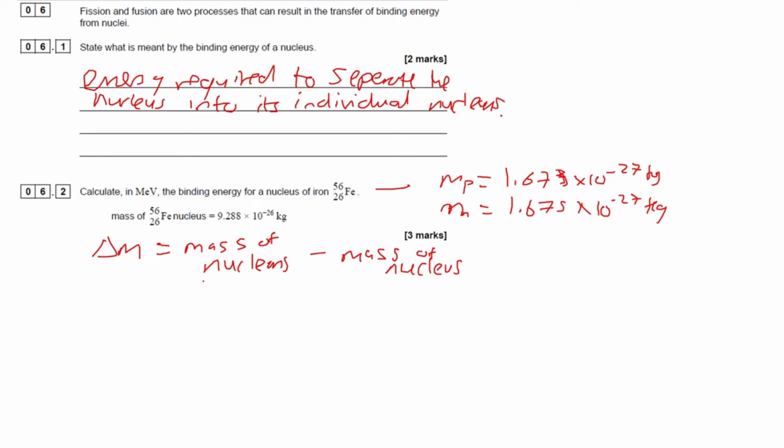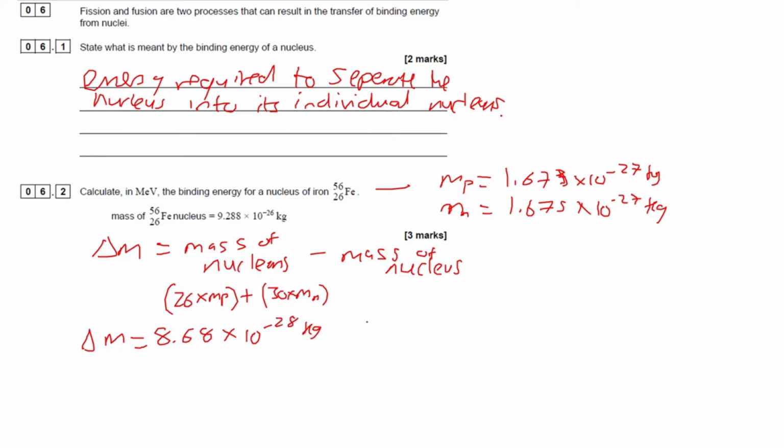So if I do this calculation for the mass of the nucleus, which is 9.288 times 10 to the minus 26, take away the mass of the individual nucleons, using the mass of the proton and the mass of the neutron from the data sheet. So if I just add this bit in here, the mass of the nucleons is 26 times the mass of the protons, plus 30 neutrons times the mass of the neutron. And then subtract from this mass, and you get a mass defect, a mass difference of 8.68 times 10 to the minus 28 kilograms.